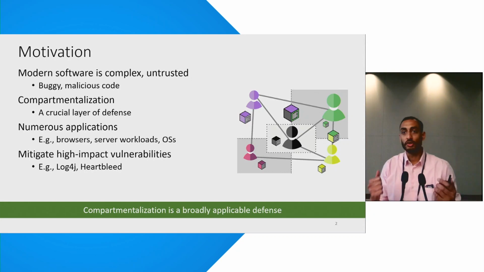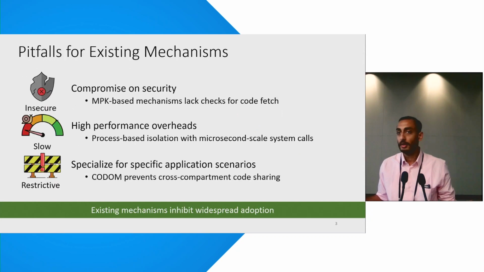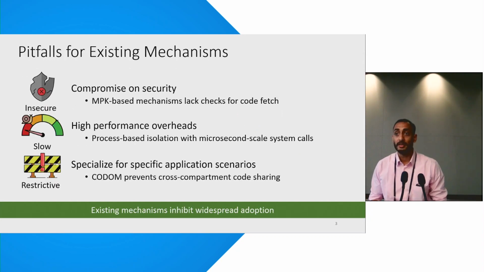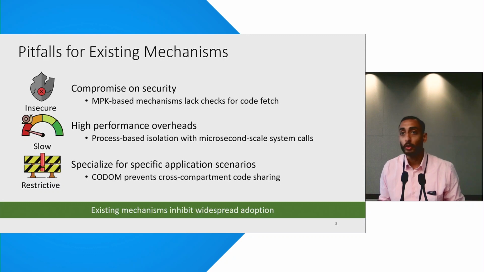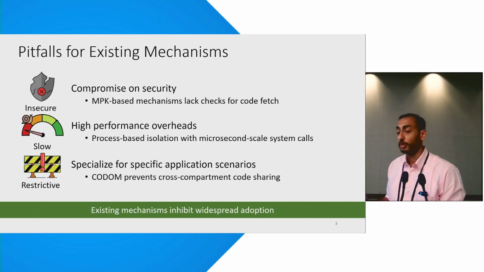Great, so compartmentalization is amazing and it protects us, but why do we not see compartmentalization everywhere then? Well, part of the problem is that existing mechanisms for supporting compartmentalization have some glaring problems. So first, some mechanisms compromise on security and actually target weaker attacker models which allow it to implement fewer checks. For example, Intel has a popular mechanism called MPK, but MPK suffers from the problem that code accesses are not checked, and as a result, it makes it almost trivial to do cross-compartment code injection.